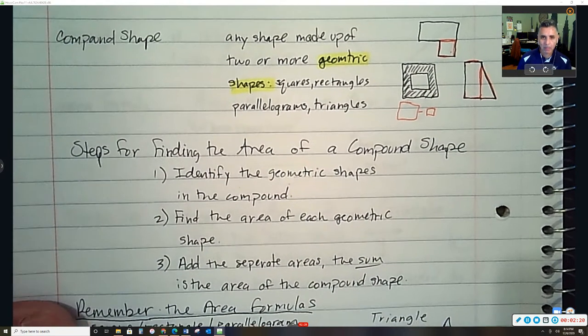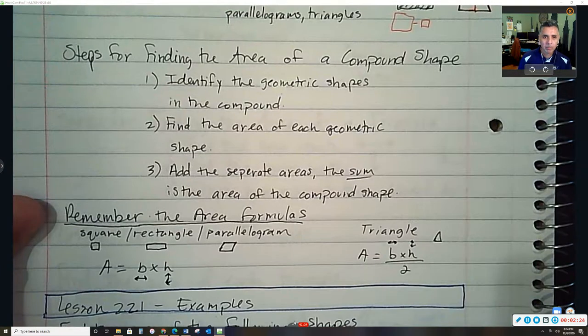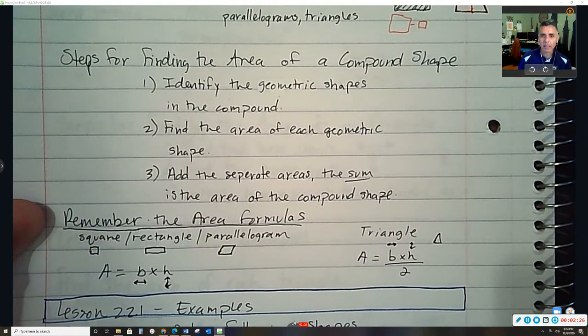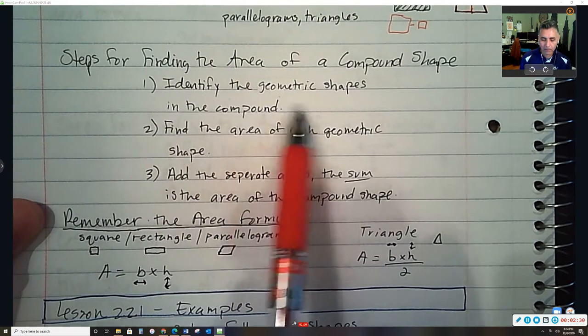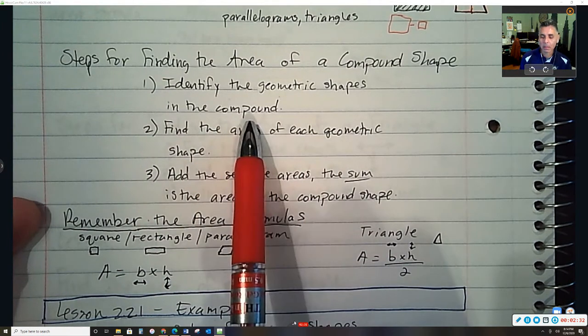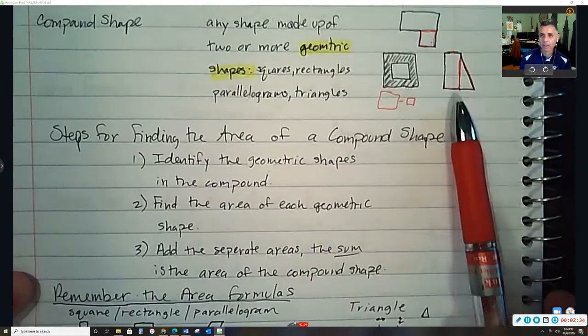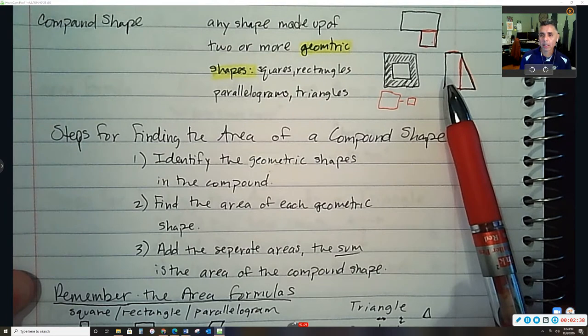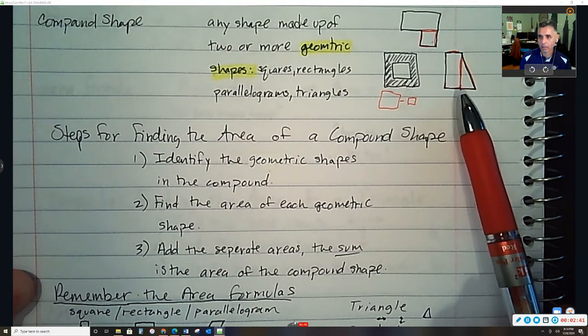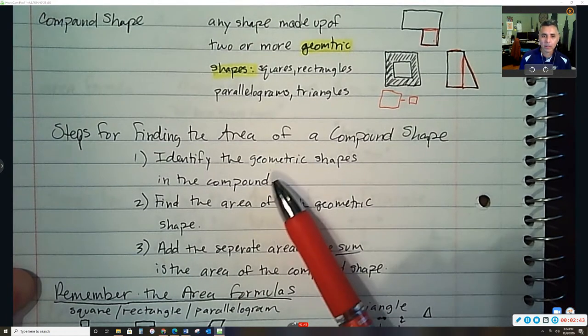So again, pause it if you need to pause it. If not, I'm going to move on. So here we have steps for finding the area of a compound shape. So the first thing you want to do is identify the geometric shapes in the compound, kind of like how we did here. So we had one shape to begin with, and then I broke it up and I said, hey, this is a rectangle, this is a triangle. Okay, so do that first.